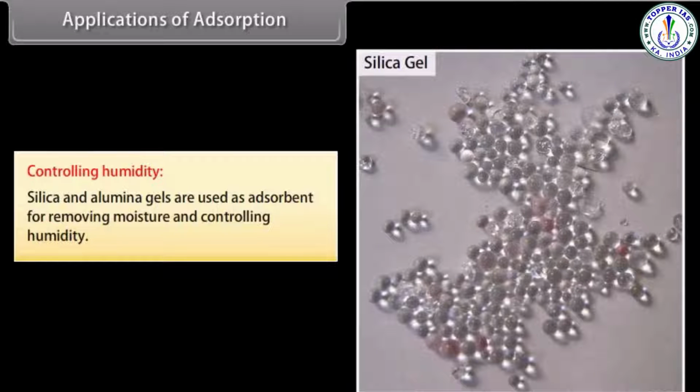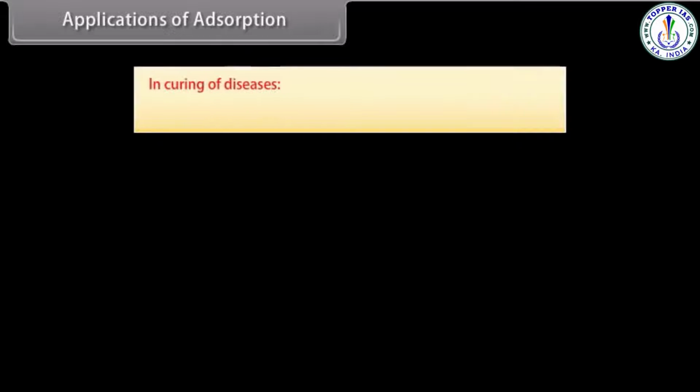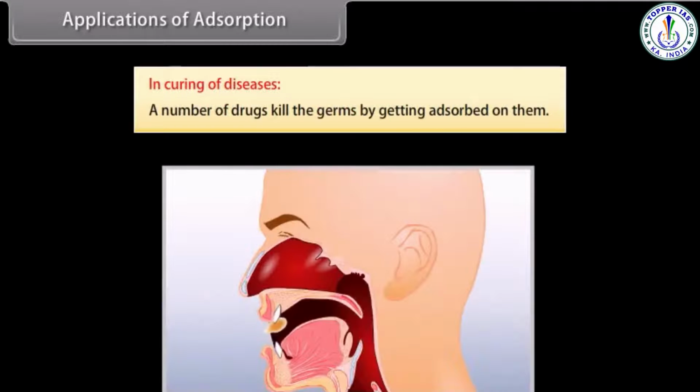Controlling humidity. Silica and alumina gels are used as adsorbents for removing moisture and controlling humidity. Adsorption indicators. Dyes like eosine and fluorescein are used as indicators in titrating bromide solution with AgNO3. Precipitate of silver halide has the property of adsorbing these dyes and thereby producing characteristic deep colors at the end point in the titration. In curing of diseases, a number of drugs kill the germs by getting adsorbed on them.